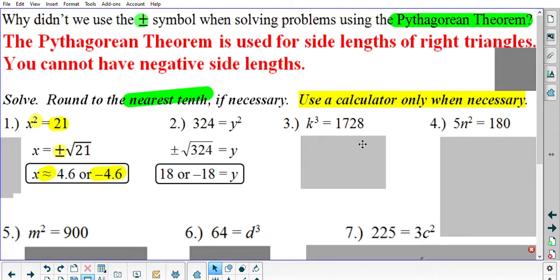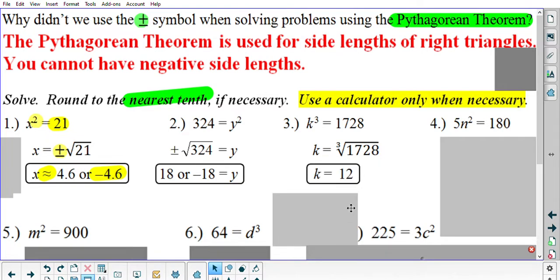Problem number 3. k to the third power equals 1,728. Third power, not second power. So we need the cube root, not the square root. The cube root of 1,728 would be 12. Now that one I would expect you to use a calculator on. I do not expect you to have memorized or to use your guided notes for a huge number like 1,728. The cube root of that is 12.